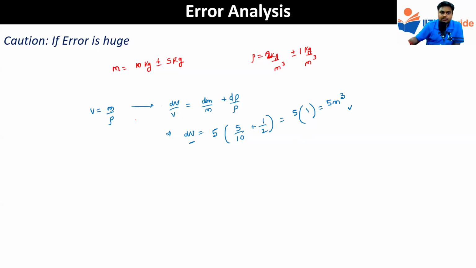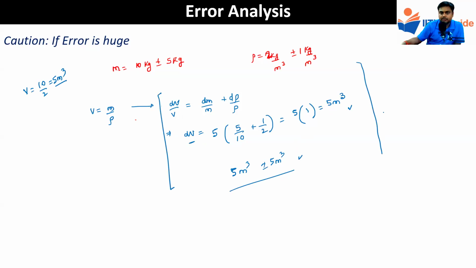Okay. So now volume is 10 by 2, which is 5 meter cube. So we will report it as 5 meter cube plus minus 5 meter cube. Okay. But actually, this is not going to be the answer.